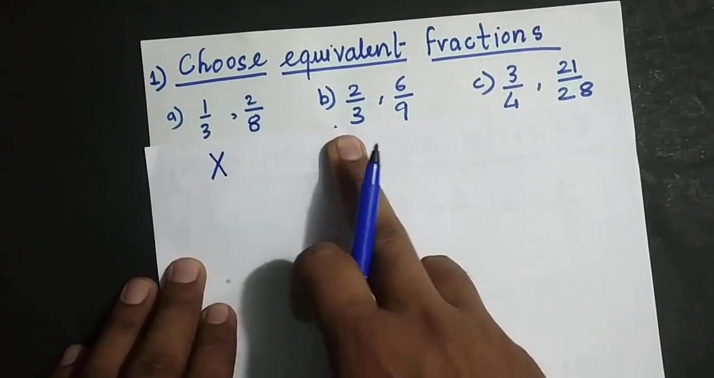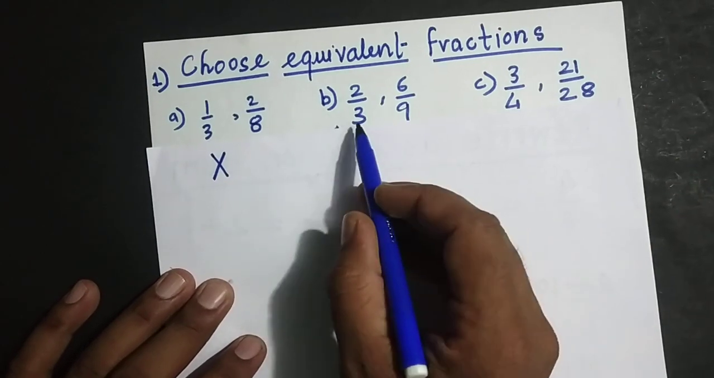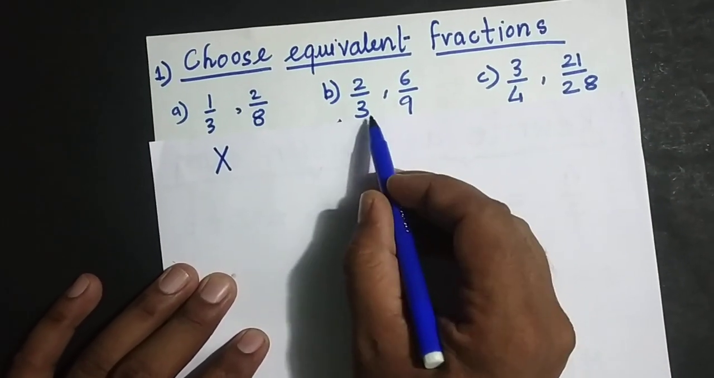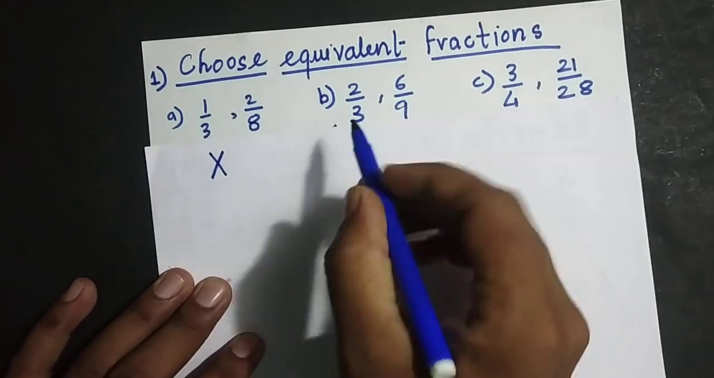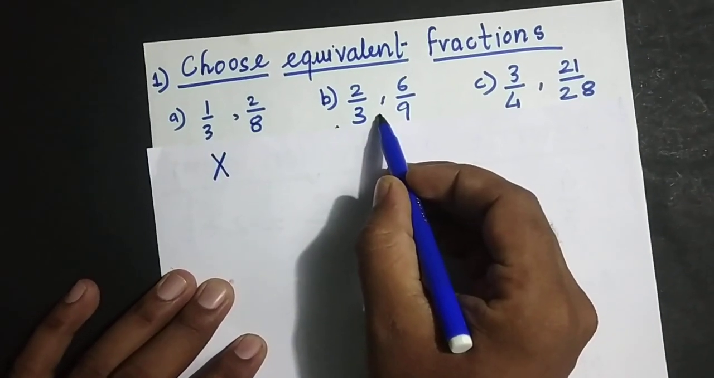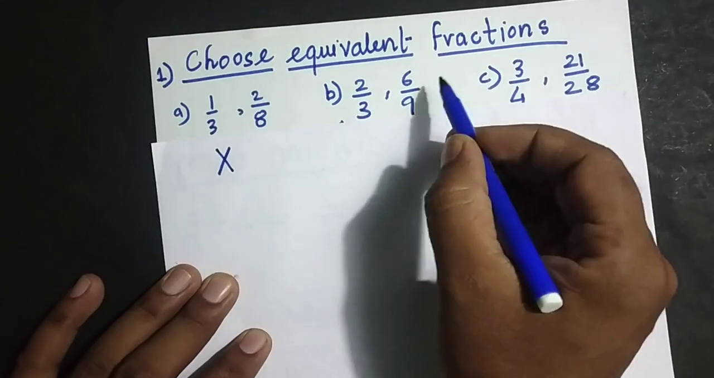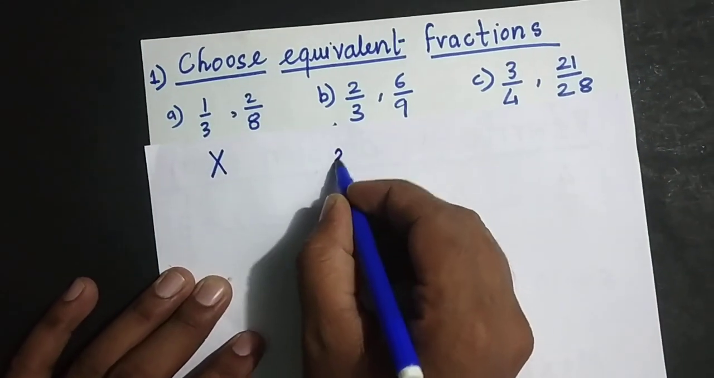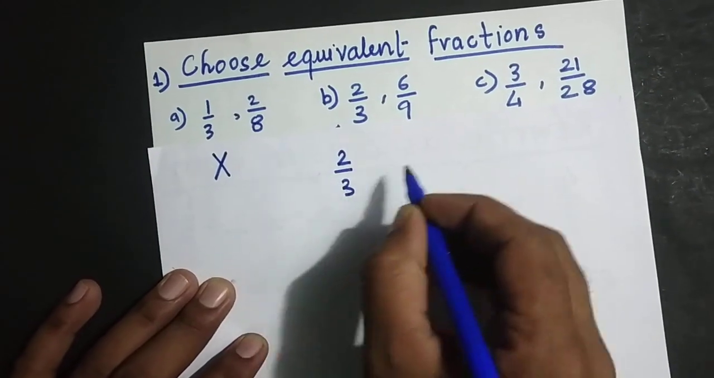Now come to B. Here we can see here is 3 and here is 9. So first we check the denominator. If we multiply 3 by 3 and 2 by 3, we can get 6 by 9. Let's see, 2 by 3.